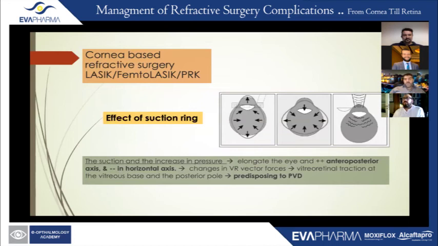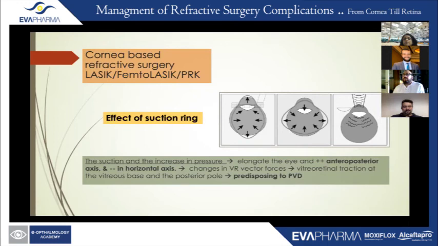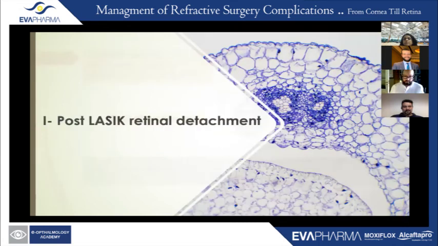resulting in a change in the vitreoretinal vector forces. This change in the vitreoretinal forces will result in vitreoretinal traction at different points, particularly at the vitreous base and at the posterior pole, which may predispose to early PVD. And this could be the pathophysiological event that may trigger postoperative complications. So retinal detachment is the most important possible complication after LASIK.